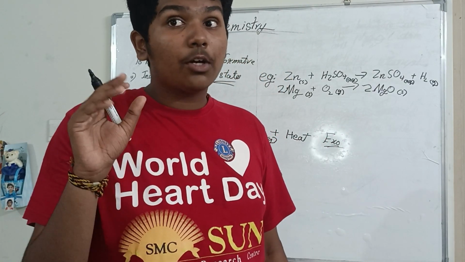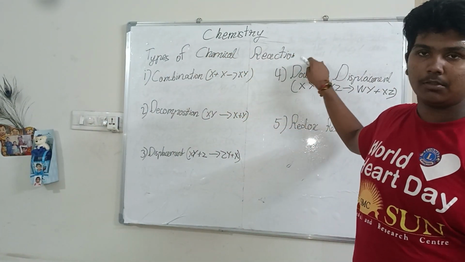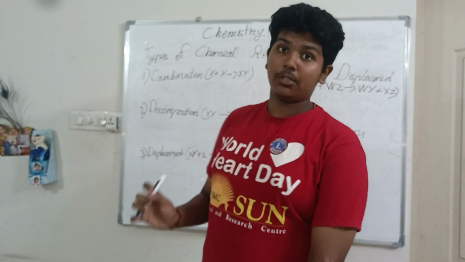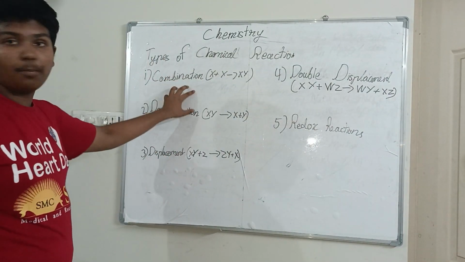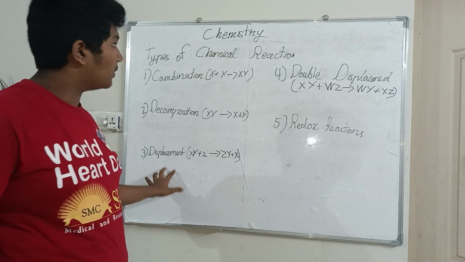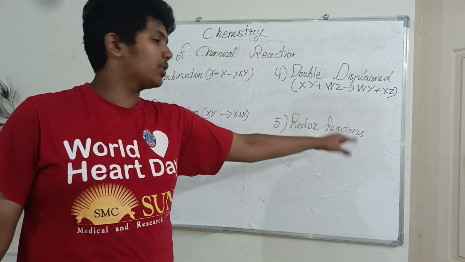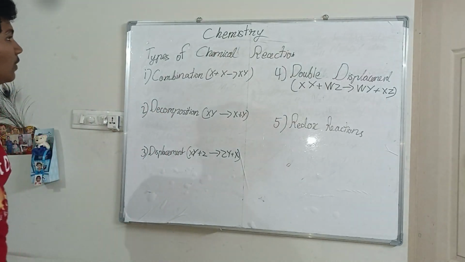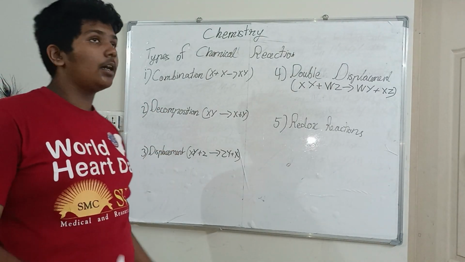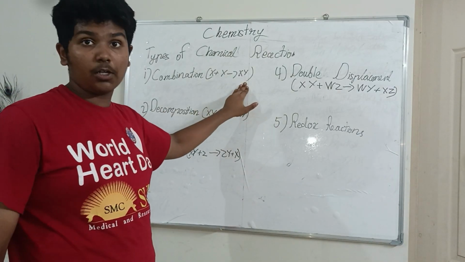Now next we'll be learning the types of chemical reactions. We're going to learn 5 types of chemical reaction. So what are the 5 types? First one is combination reaction. Second, decomposition. Third, displacement. Fourth, double displacement. And last, redox reaction. Combination reactions are 2 or more reactants which form a single product.